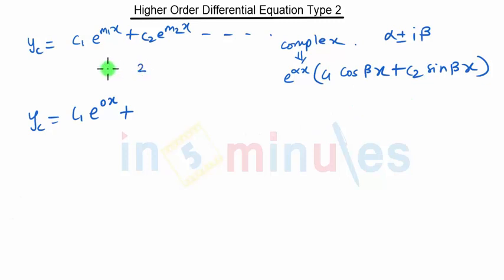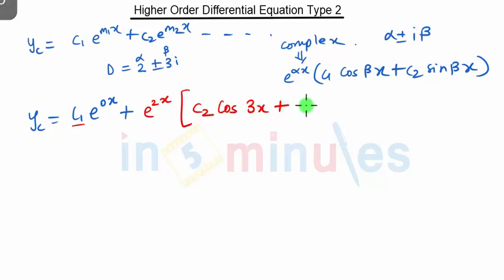In our case the complex root is D equal to 2 plus minus 3i. So alpha is 2 and beta is 3. So e raised to 2x into, here we have used c1, so c2 cos of beta, beta in our case is 3x, plus c3 sin of beta x, that is 3x. So this is our complementary equation.